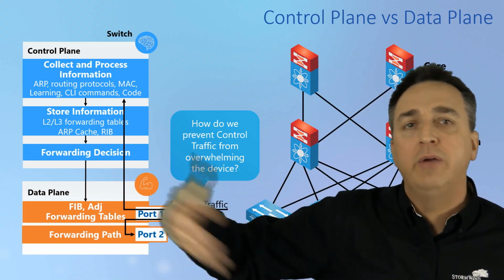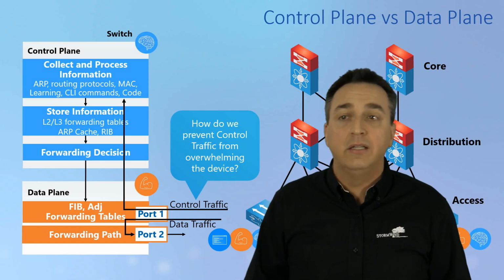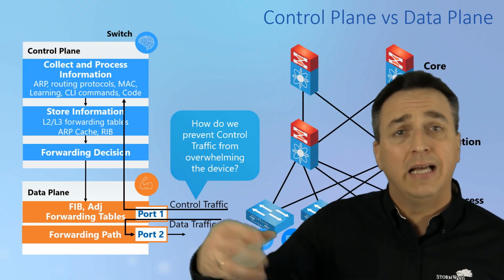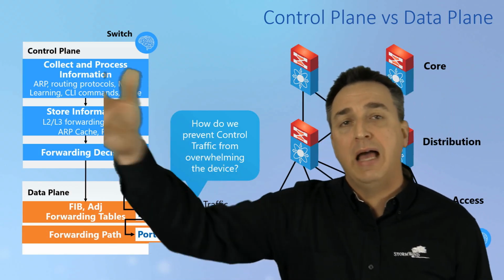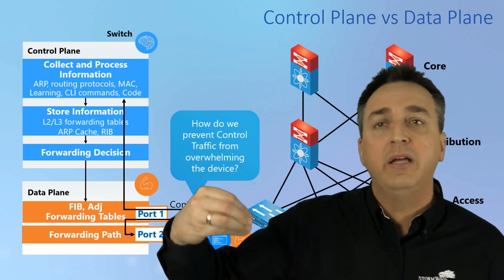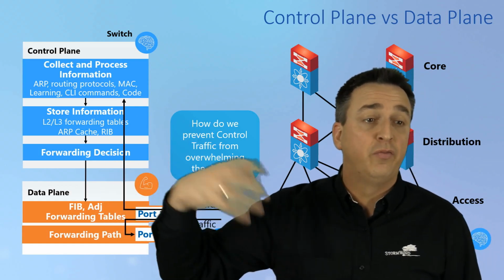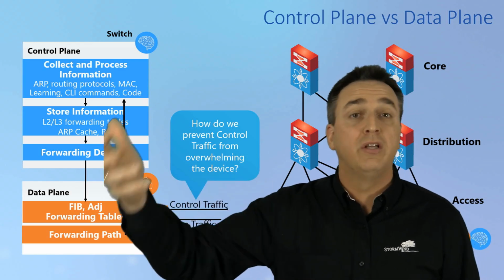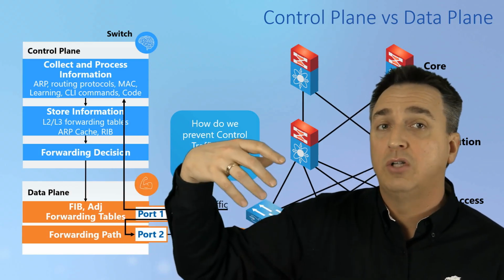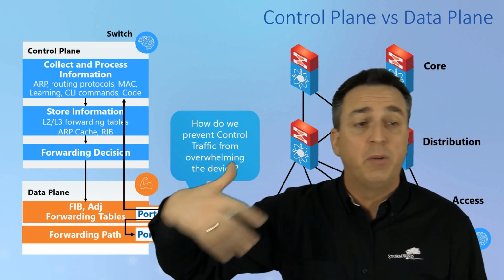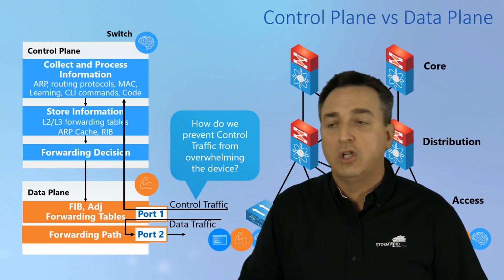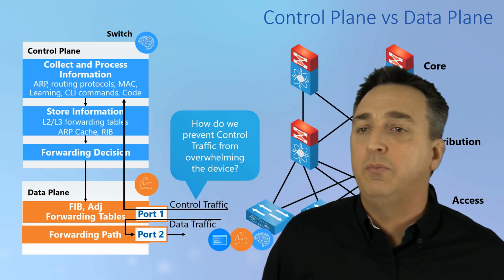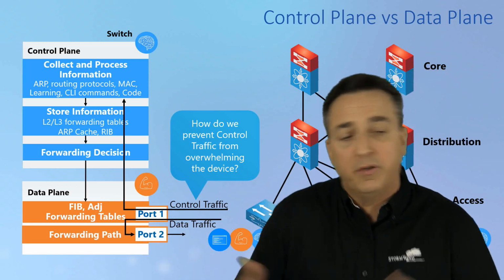So how can you get overwhelmed? Well, in many different ways. You can get overwhelmed by excessive traffic having to get punted to the CPU. It could be because of a bug. It could be because of a flaw. It could be because of a vulnerability. It could be because of a malicious event, a cyber criminal causing a denial of service attack on your device by overwhelming your CPU. So there are a lot of different reasons why that CPU can get overwhelmed. Some of them are malicious. Some of them are not malicious.